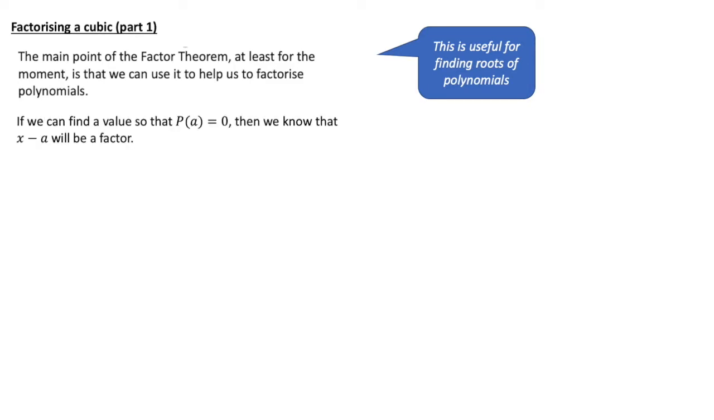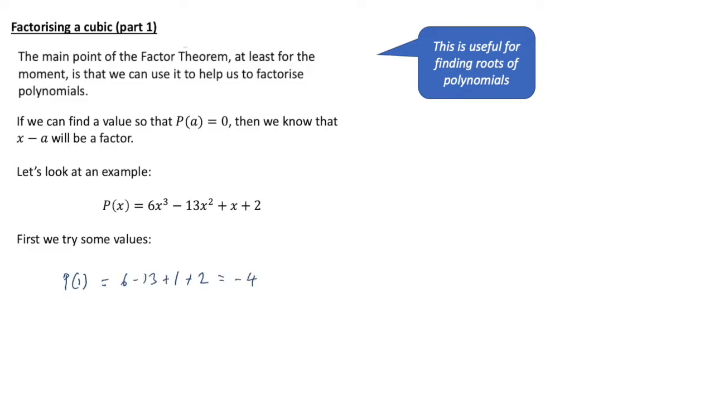So, if we can find a value so that P of a is 0, then we know that x minus a will be a factor. The best way to look at this is with an example. So let's have a look at one. P of x is 6x cubed minus 13x squared plus x plus 2. And so you may ask yourself, well, how do we find a value that makes that 0? Well, the easiest way to try is to start with 1 and then have a look at minus 1 and then 2 and so on. So let's do that. We try these values.